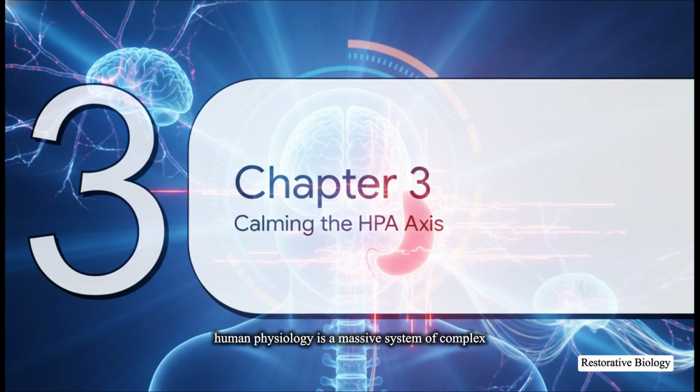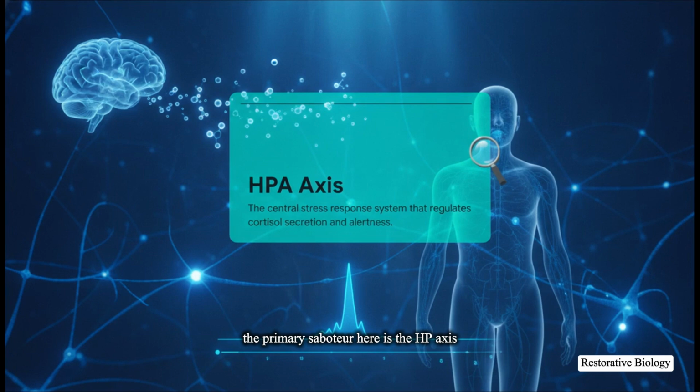Human physiology is a massive system of complex trade-offs, and even if you have the perfect neurochemical building blocks, a hyperactive stress response will completely override your biological drive to sleep. The primary saboteur here is the HPA axis, the hypothalamic pituitary adrenal axis. This is basically your body's central stress response system. When this axis gets chronically dysregulated because of our modern high-stress lifestyles, it results in inappropriate nighttime cortisol spikes. Cortisol's an alertness hormone. If that spikes at night, it literally destroys your ability to initiate and maintain deep sleep.